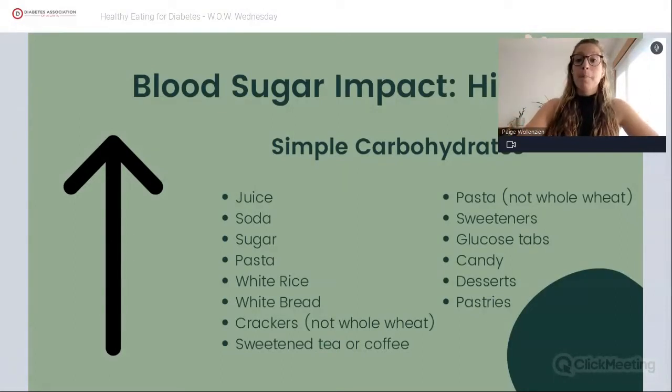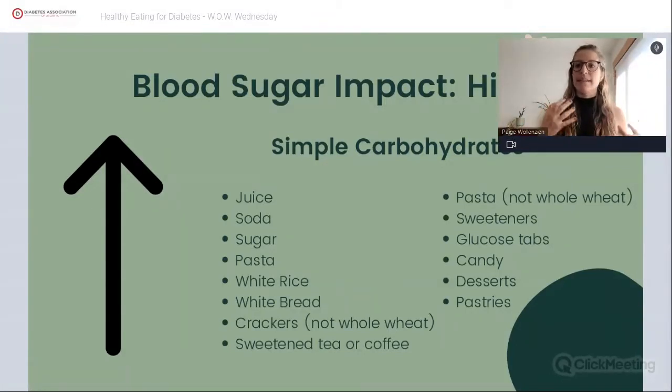Pastas, specifically pastas that are not made with whole wheat or whole grains, white rice, white bread, any of these other more refined grain products, crackers that are not made with whole wheat flour, sweetened tea or coffee. I listed pasta twice, sorry about that. Other sweeteners, glucose tabs, candy, dessert, pastries. These are just some examples of what we consider simple carbohydrates.